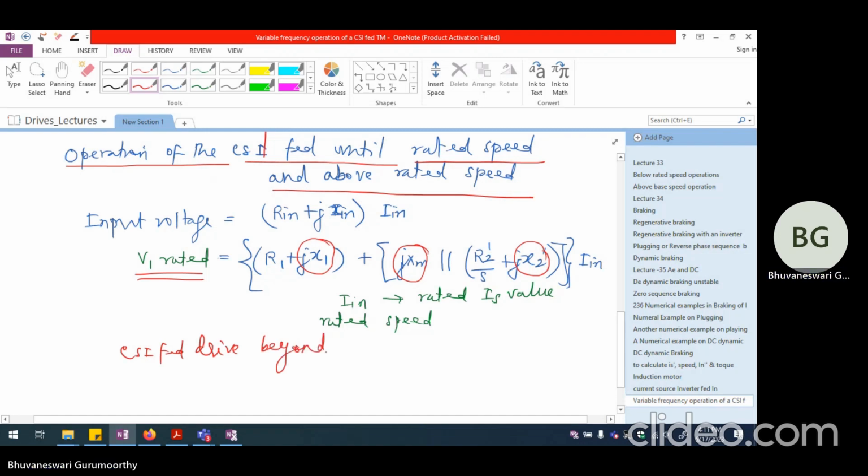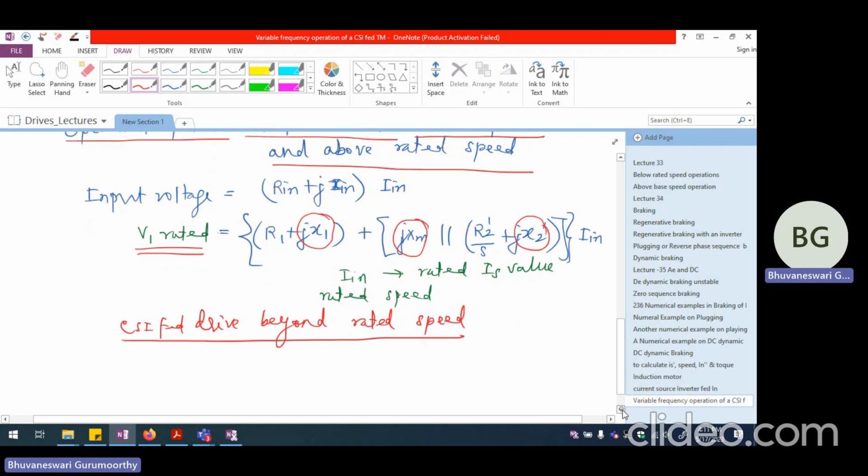So if we want to operate a CSI fed drive beyond rated speed, somehow we have to find a way to limit the voltage. It should not go beyond the rated value of voltage. It is very difficult to monitor the voltage on a continuous basis in a CSI fed drive. That is the reason why normally we don't operate CSI fed drives beyond rated speed.